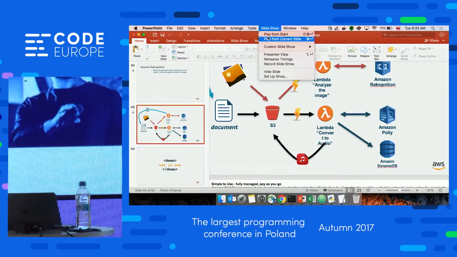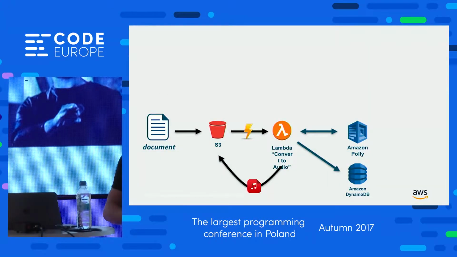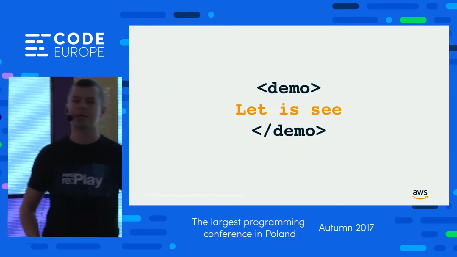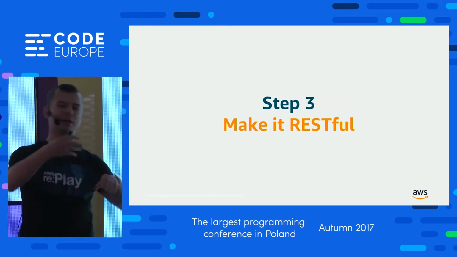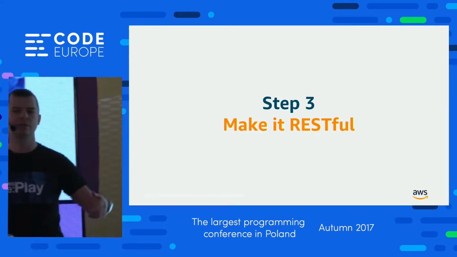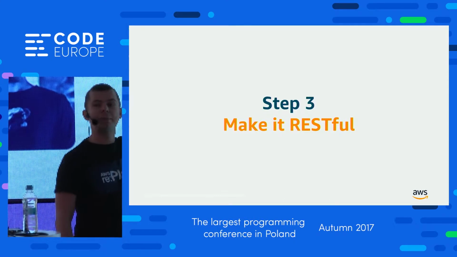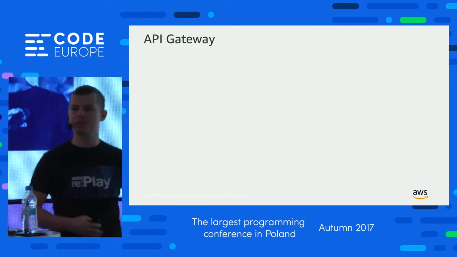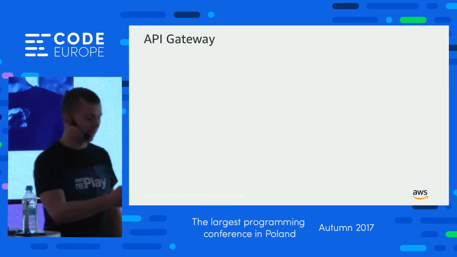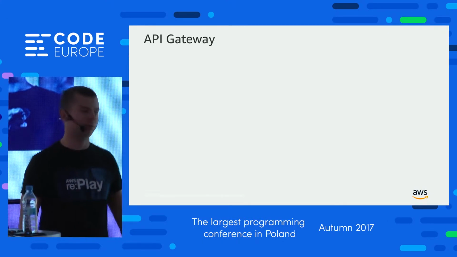Okay. So the first step will be to make it RESTful. So now when we are interacting with our application, we are putting something on S3, we are getting something from the S3, but maybe we would like to have some kind of web service, website and so on. And we'll use a service which is called API Gateway. Again, all services which we are using are serverless. And in short, this is a way to create an API, a RESTful API.